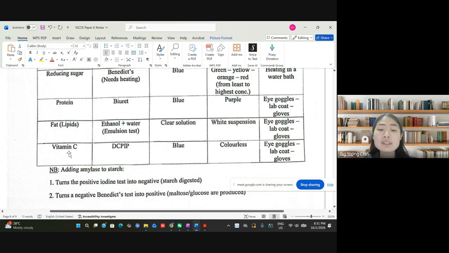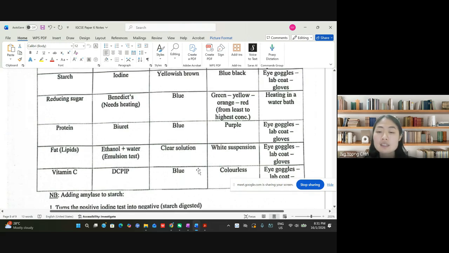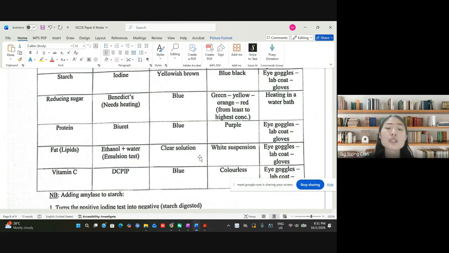And then for vitamin C, we use DCPIP. The DCPIP is a kind of indicator. If there's a presence of vitamin C in the food sample, it will change from the original blue color to colorless. So just remember that out of those food tests, the Benedict test is the only one that requires heating by the Bunsen burner in the water bath. Other food tests don't require any heating.